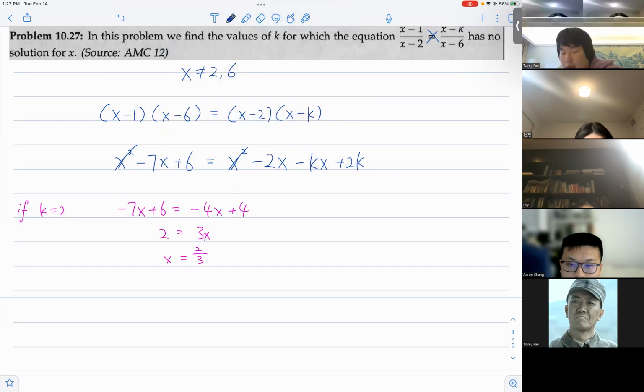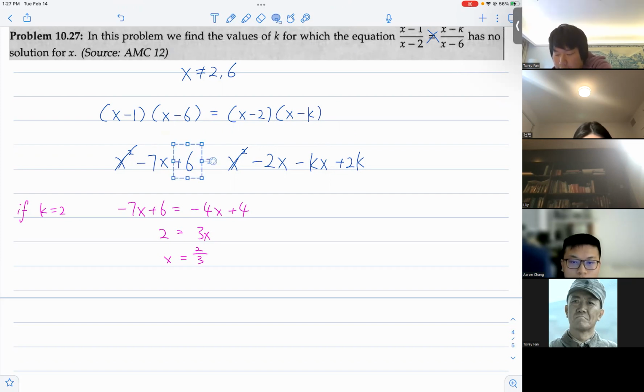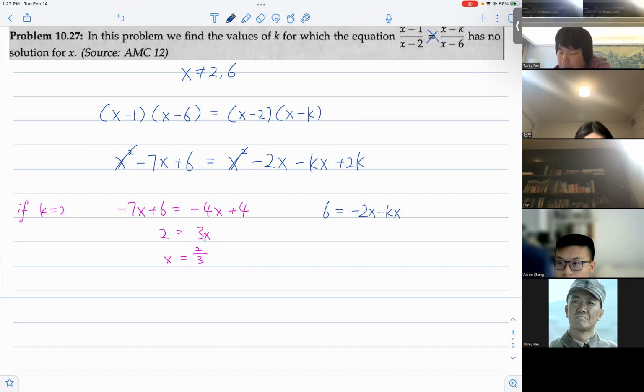Okay, so now if k is just k, again, we bring all the x terms together to one side and bring all the numbers to the other side, right? So say that I'm going to keep 6 over here. Let me bring this to the other side. So it'd be 6 equals negative 2x minus kx. Okay, I'm just copying them. And then I'm going to bring this negative 7x to the other side. So I'm going to add 7x to both sides. So plus 7x.